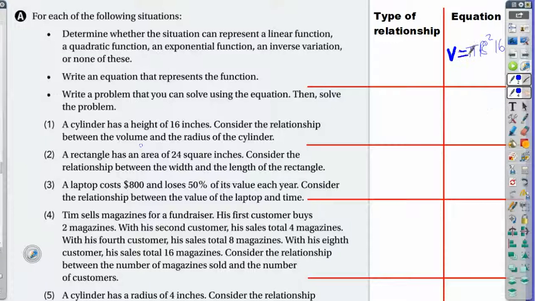So it's time to look at the equation and see if it gives us any clues on the type of relationship. Well, the first thing I notice about this equation is that it has a squared in it. If we have a relationship where the highest degree is squared, we know that that is a quadratic relationship, because it's not exponential, because exponential relationships have a variable x as the exponent. So we know this is quadratic.